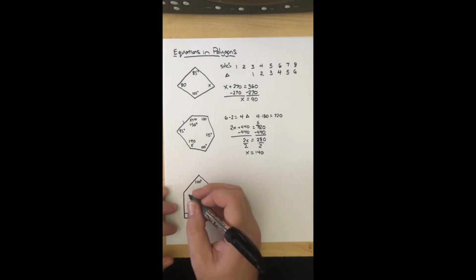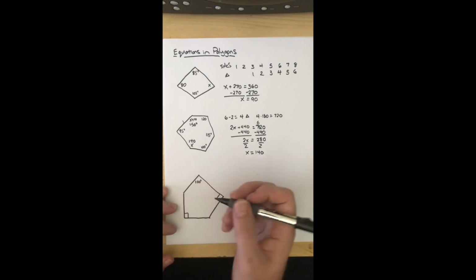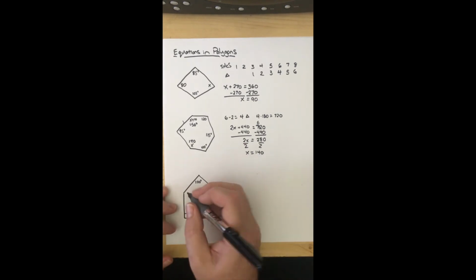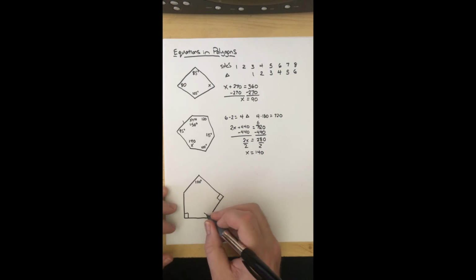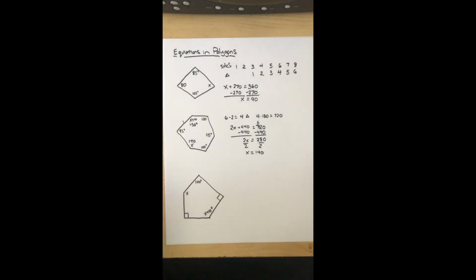Let's put an X. Let's make them both X's. Do they look like the same angles? I think this guy's 10 bigger. That looks like fun. Okay.